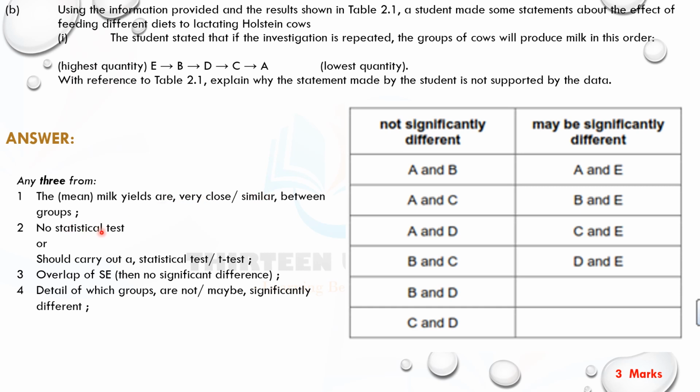All right, there's no statistical test. We didn't do chi-square or t-test, so that's against it. Always check out for statistical test. There's no statistical test there. All right, there's overlap. We did see overlap here. Okay, this does not support it, in the sense that they are similar, they overlap, right? Details of which groups are not. So this overlap, all right? So there's not significant difference. This may be significantly different, A and E.